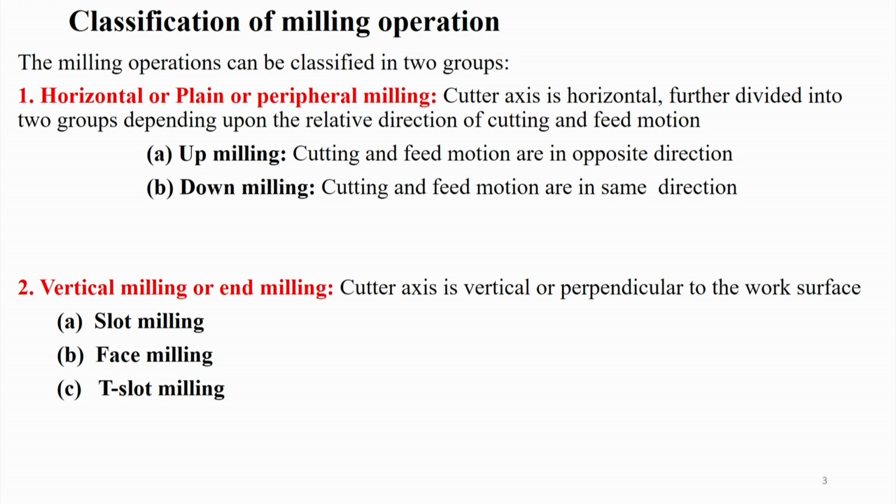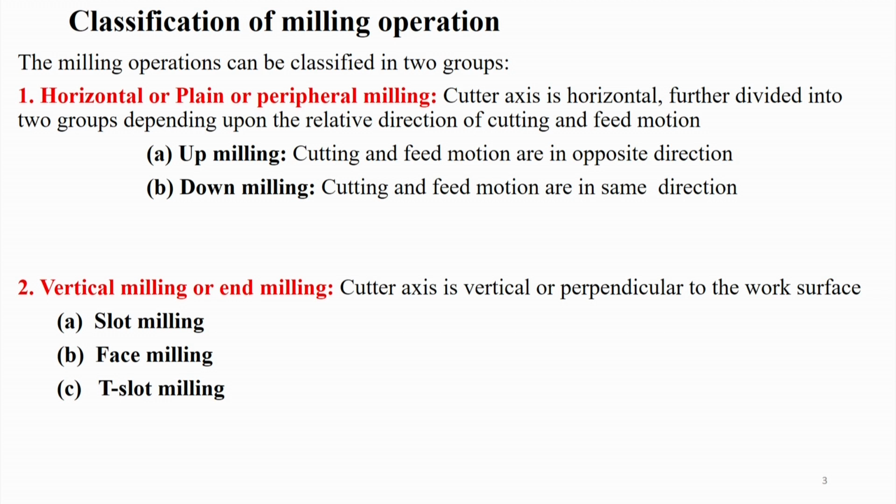One is depending on the machine. One is horizontal or plane or peripheral milling. In this, the cutter axis is horizontal. It is further divided into two groups depending upon the relative direction of cutting and feed motion. One is called up milling. In up milling, cutting and feed motions are in opposite directions, and in down milling, cutting and feed motions are in the same direction.